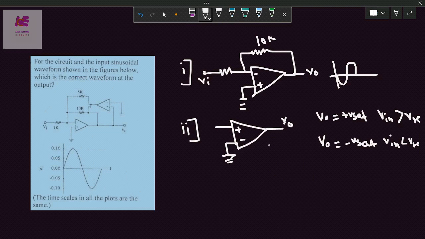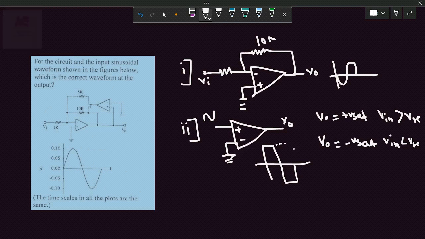If you are applying a sinusoidal signal at the input of this comparator, what are we getting? A square wave output. If the input is above 0, then we are getting positive output. If below, we are getting negative output, and this is V saturation. We get the saturation voltage because of the open loop configuration of the operational amplifier, as the gain will be high.